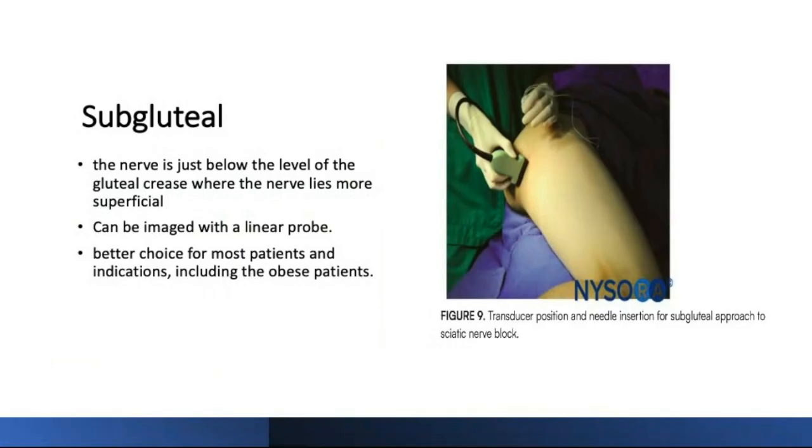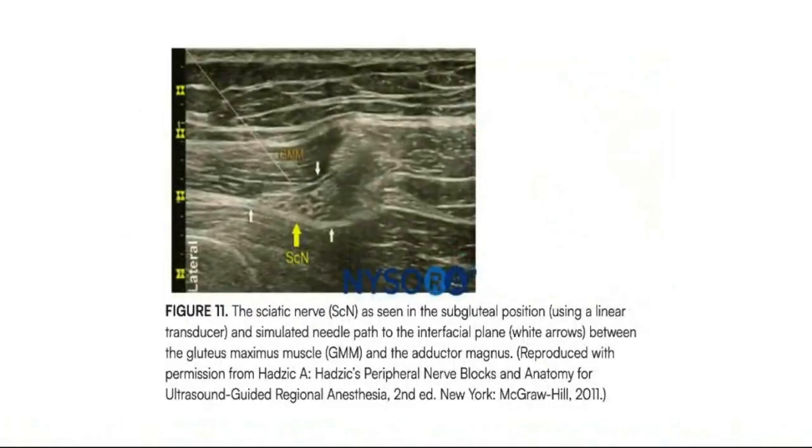Next will be the subgluteal level. It's actually quite similar to transgluteal, but now we move down a bit, now at the gluteal crease. So now the nerve becomes more superficial, okay? Because it's more superficial, now we can use a linear probe, so it's a better choice for obese patients. The position for this will be the same, lateral decubitus, and then flex the limb.